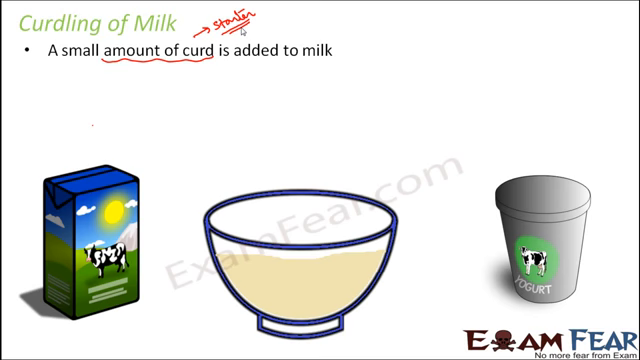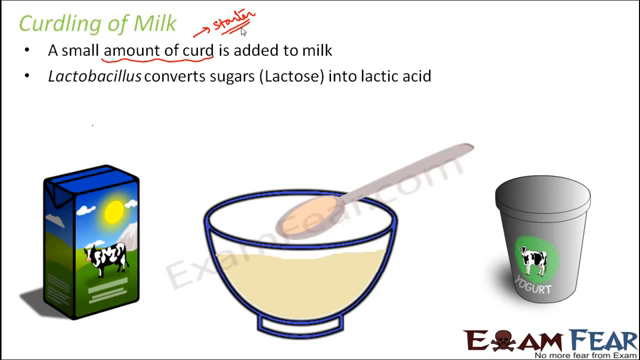Now let us suppose this is the bowl, and in this bowl you have milk. Now you add 1 spoon of curd into this milk, and then you leave it overnight. In this 1 teaspoon of curd you have the microbe lactobacillus. So what will lactobacillus do? It will convert the sugar which is present in milk. Now which sugar is present in milk?